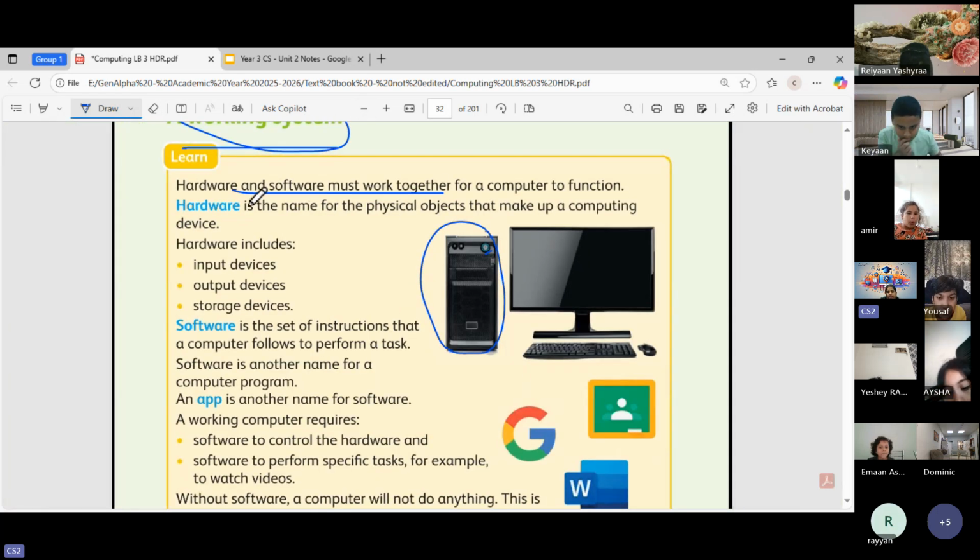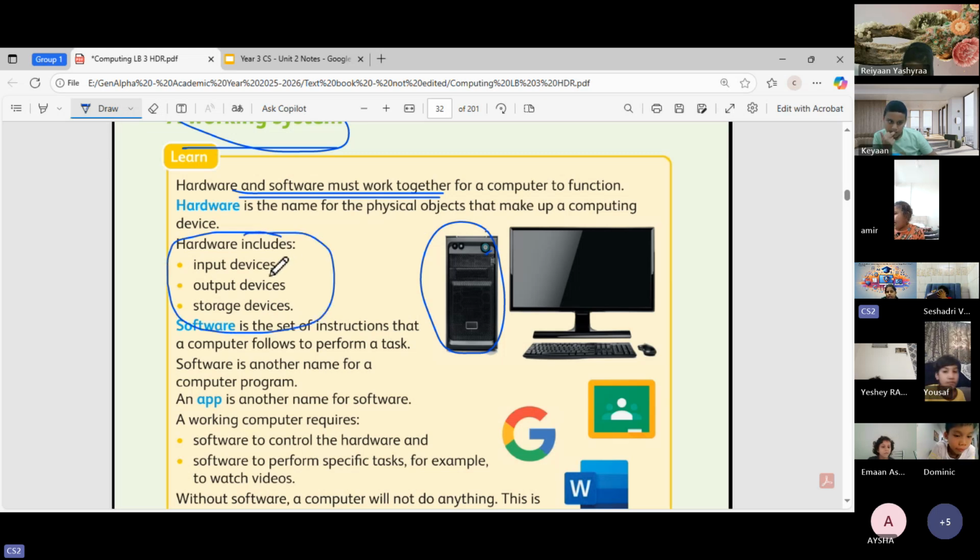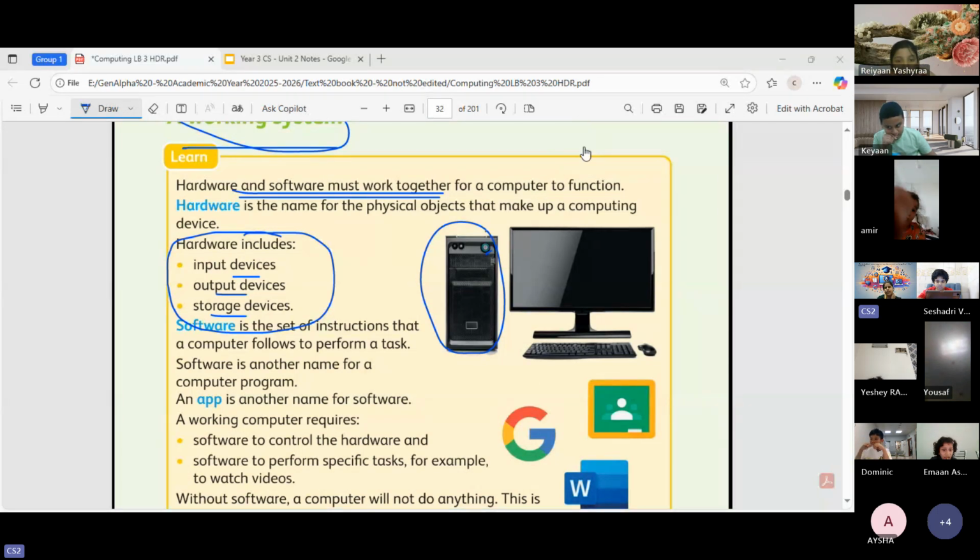Same like that, in hardware we have three types of devices: input, output, and storage. We have discussed the same thing in the summer classes, right? You remember input devices, output devices, and storage devices? We discussed them in Year 2 and also in summer classes. We will look into these things in detail in the next class. So now you understand.